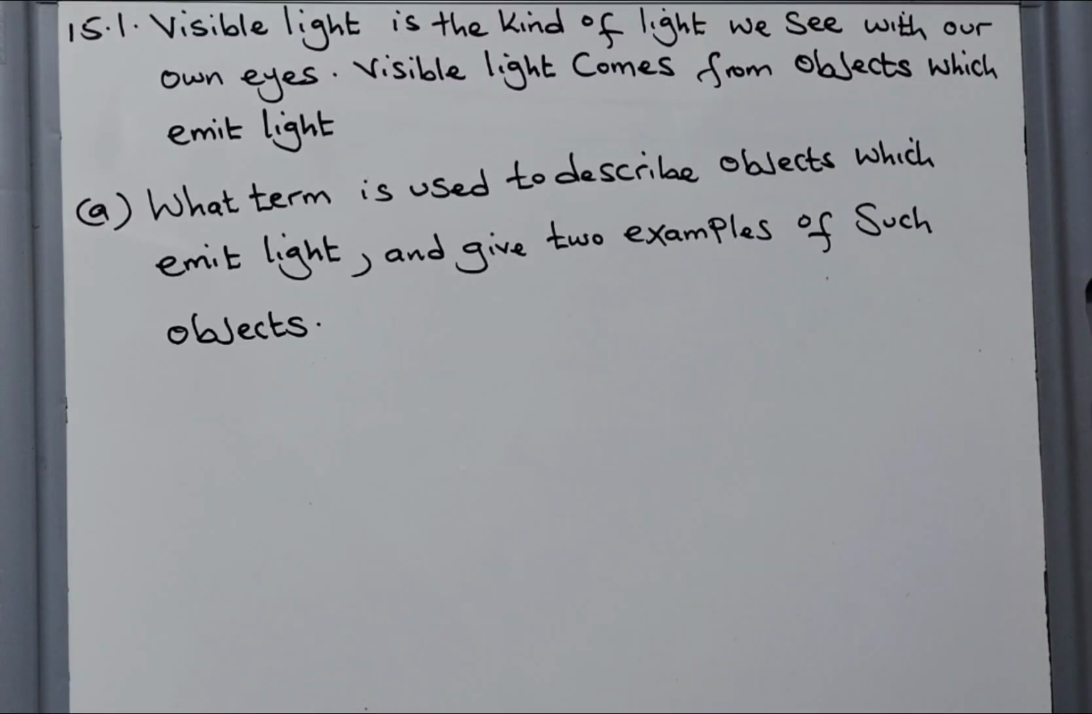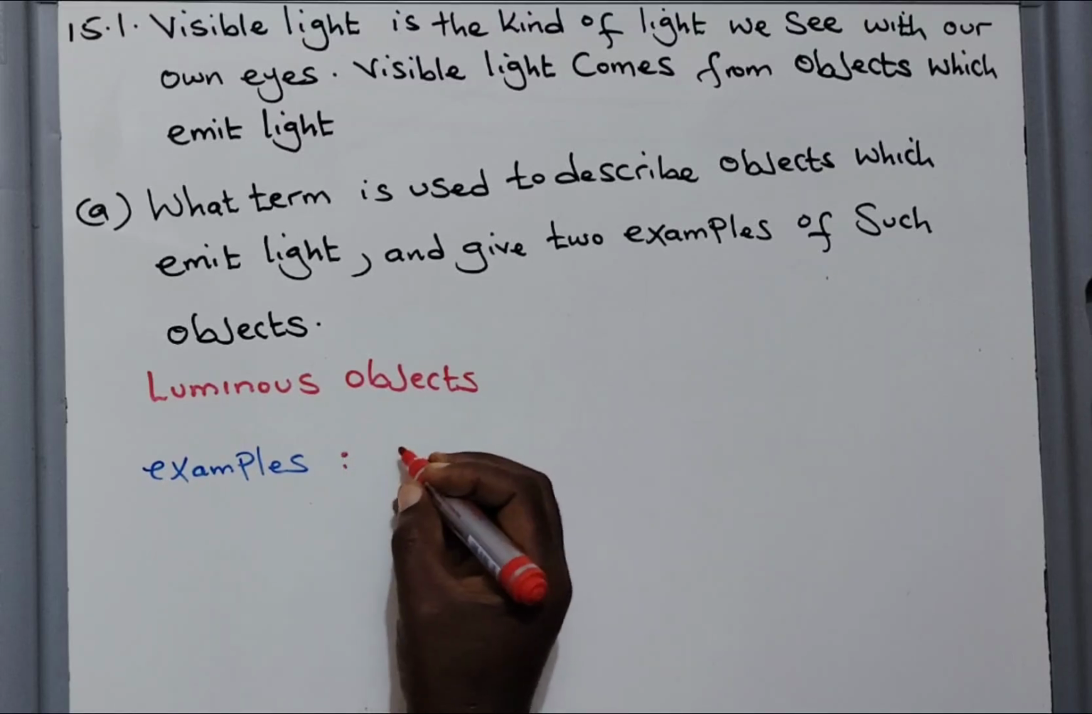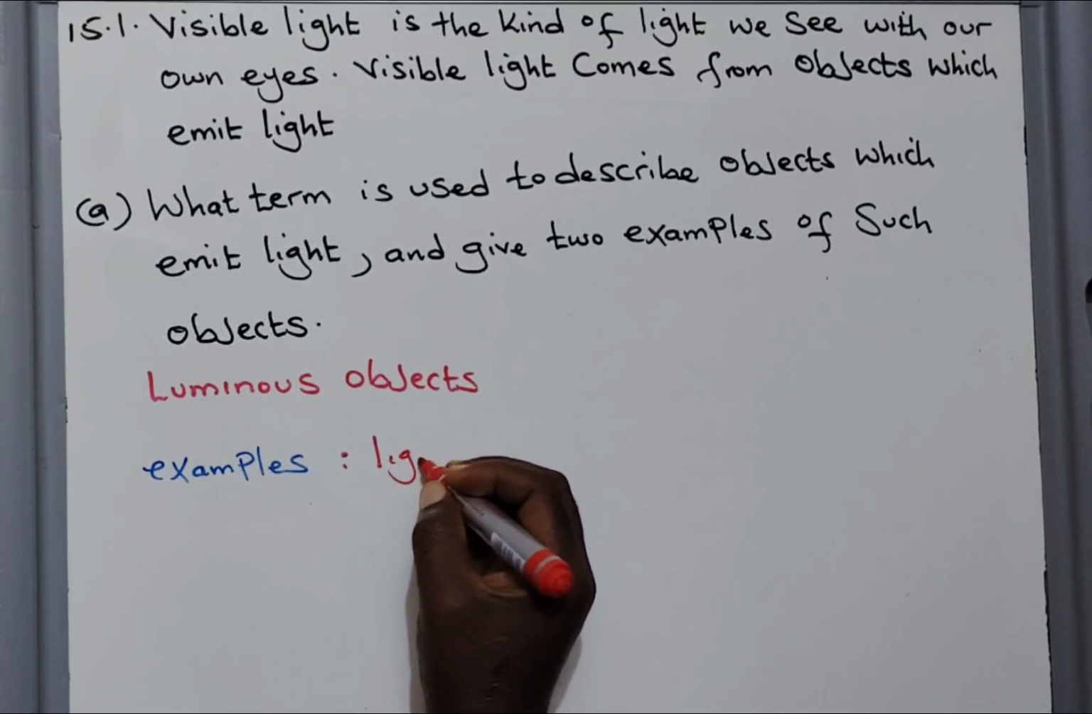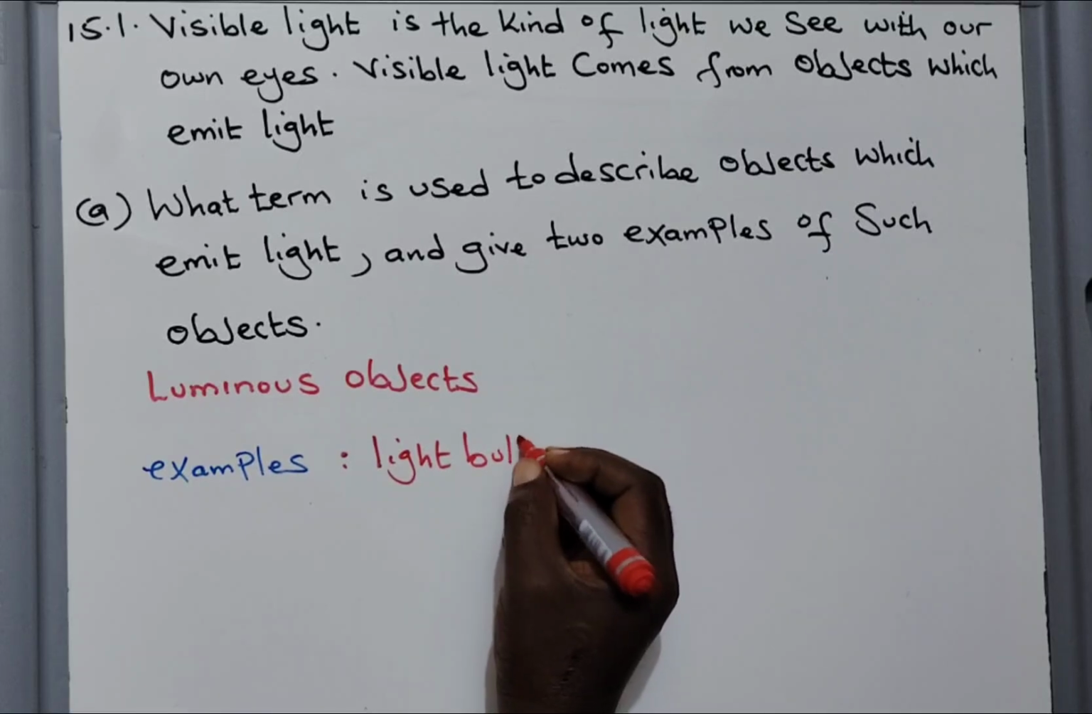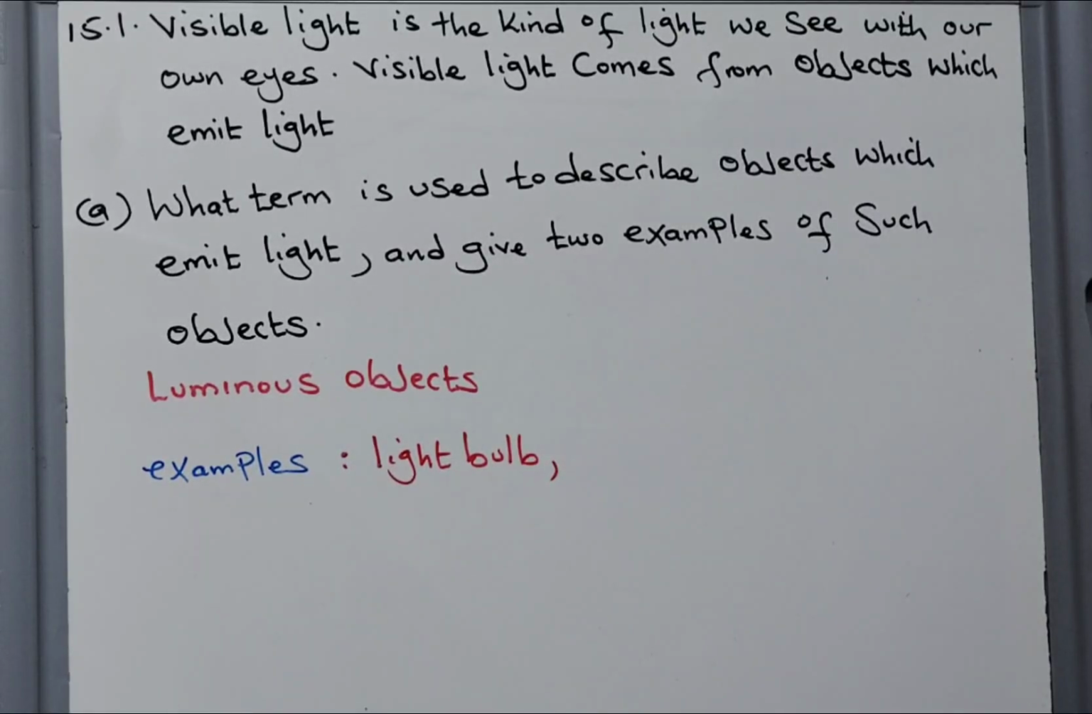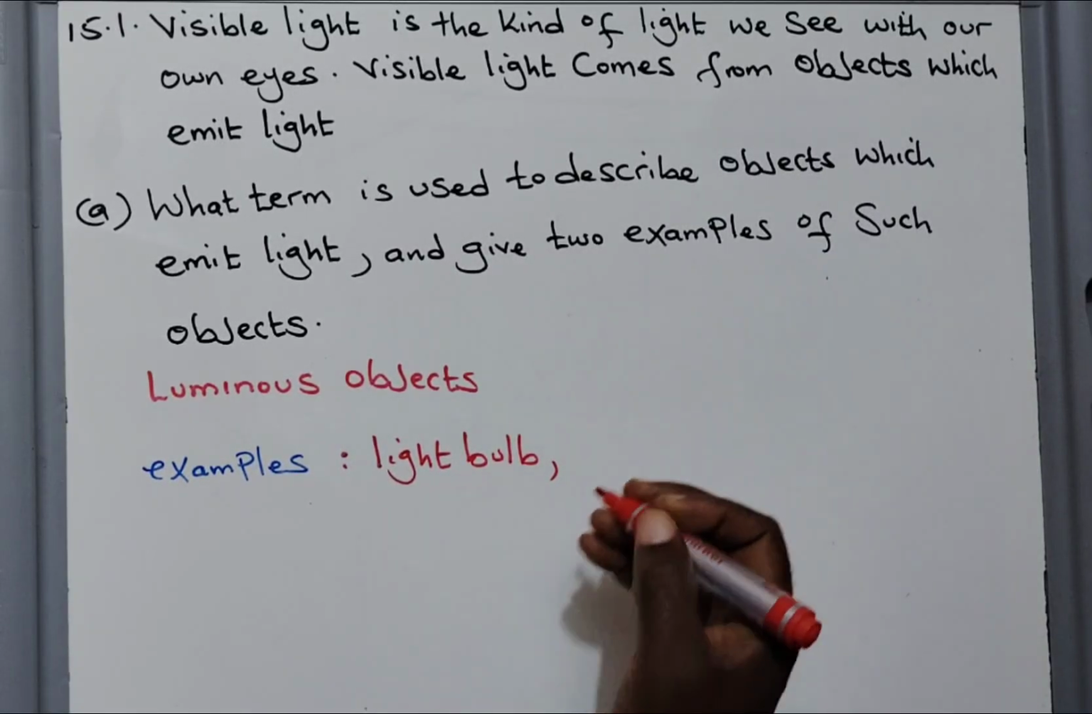The term is luminous objects. Objects which give out visible light, we call them luminous objects. And the examples are light bulb. Another example is the Sun.